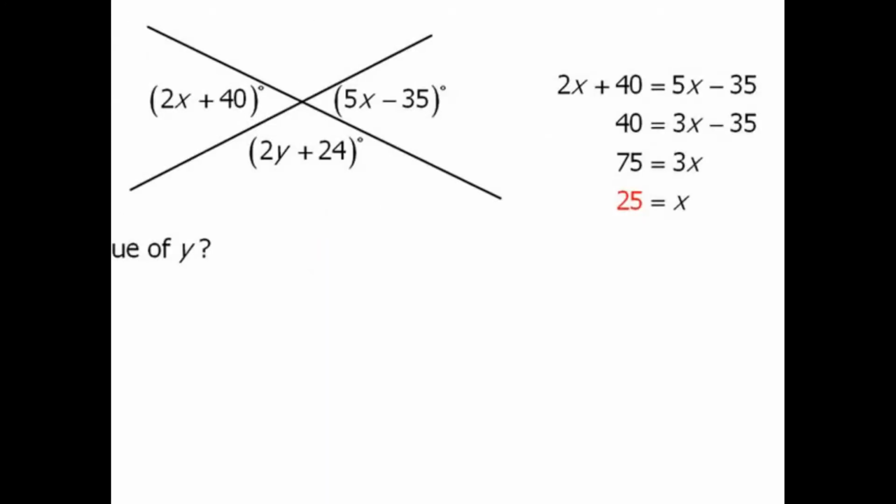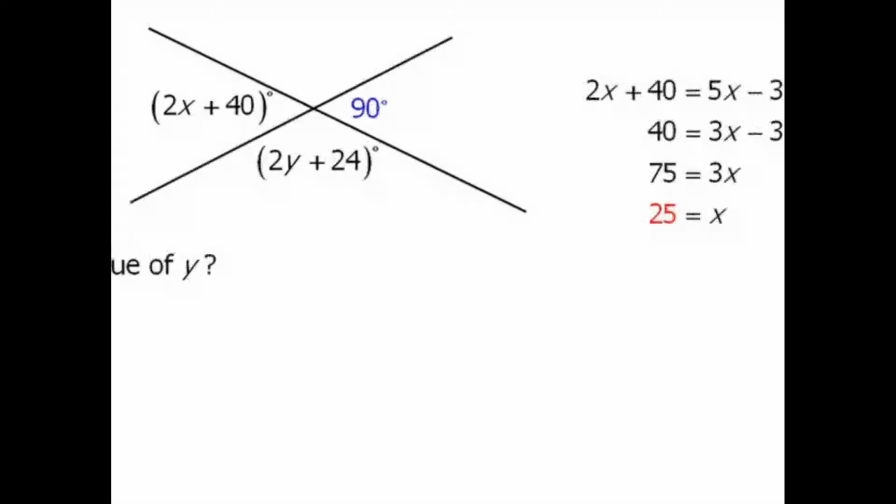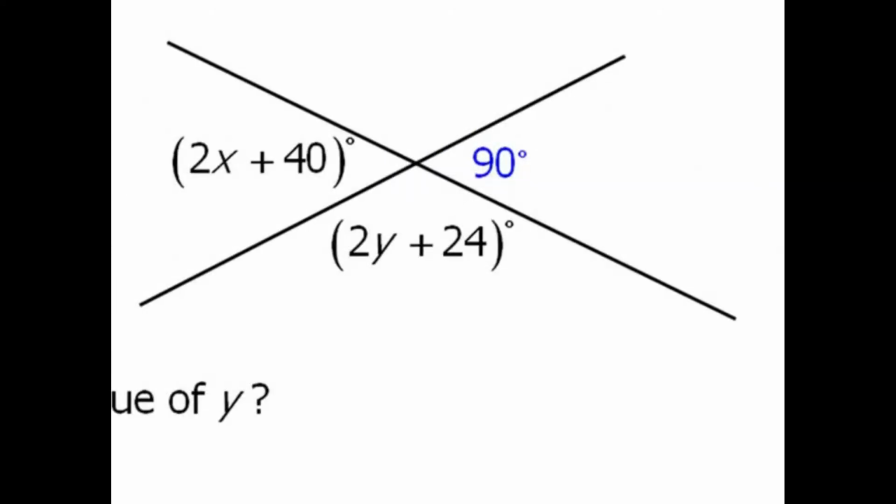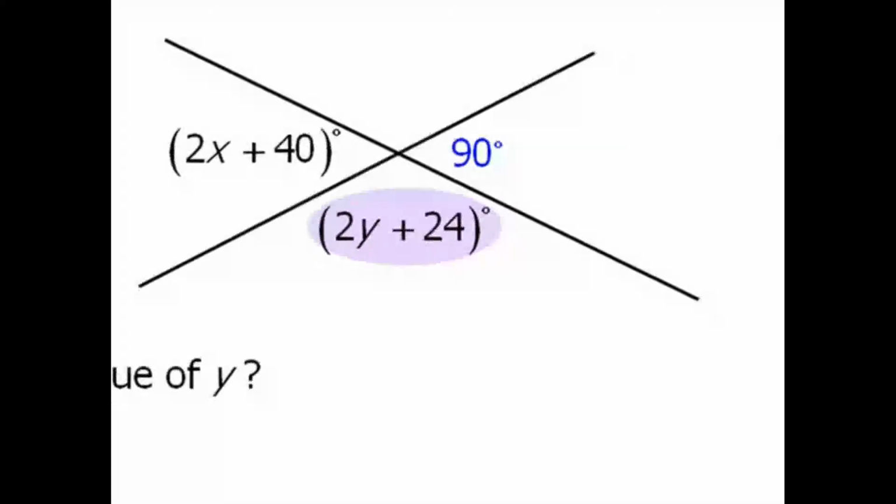Now let's take this value of x and plug it into one of our angles. Let's use this one. We'll replace x with 25 here. And when we evaluate this, we get 90 degrees. Now notice that these two angles are on a line, so they must add to be 180. If these two angles must add to 180, then we know that this angle must be 90 degrees.